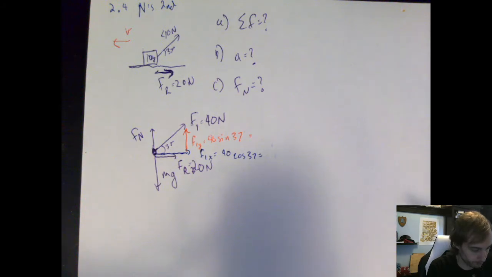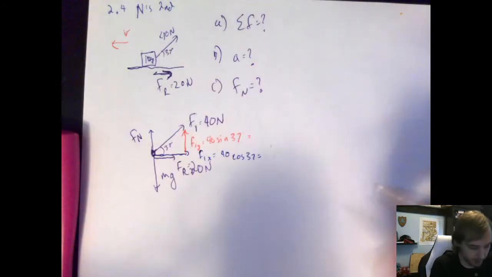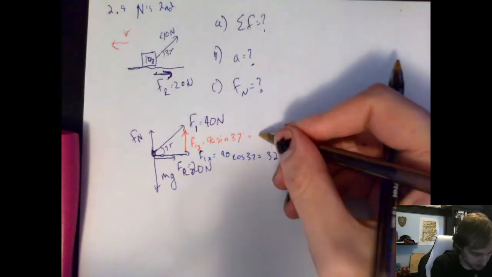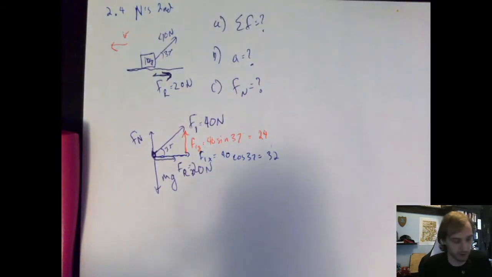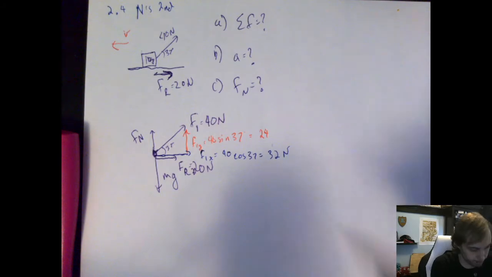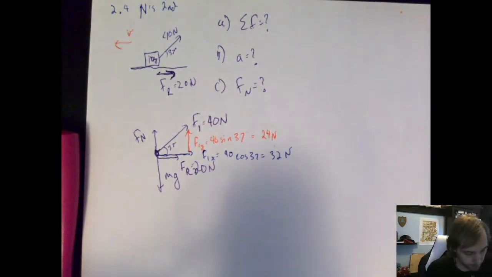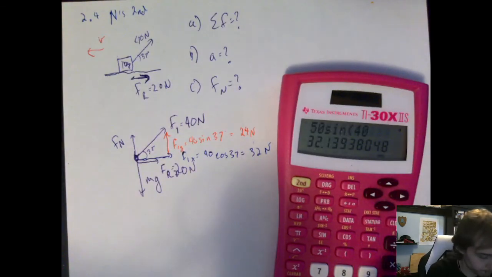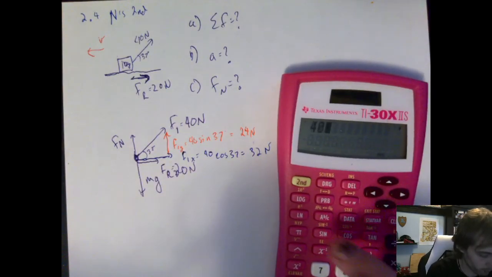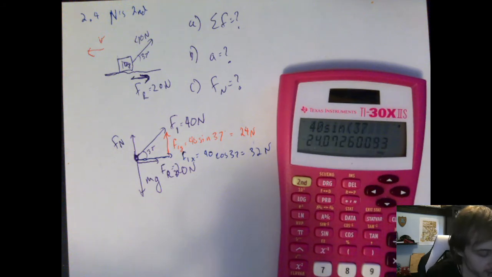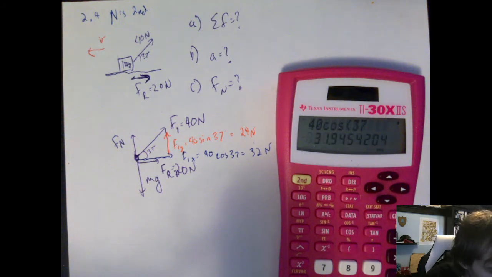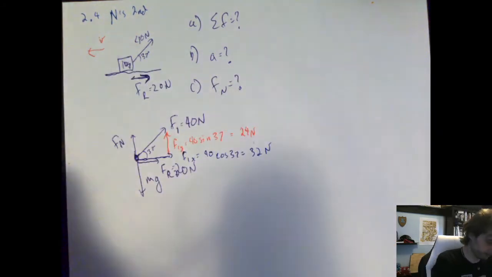I should throw that in a calculator, although I know from experience that this one is 32 and this one is 24. So I'm going to save a little bit of time, and that one's 32, that one's 24. But shortcuts make long delays, so let's prove it. 40 times the sine of 37 is 24 point very small, and 40 times the cosine is 32 once you round. All right, awesome.